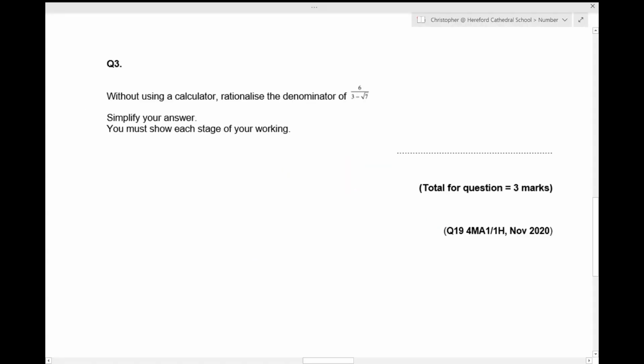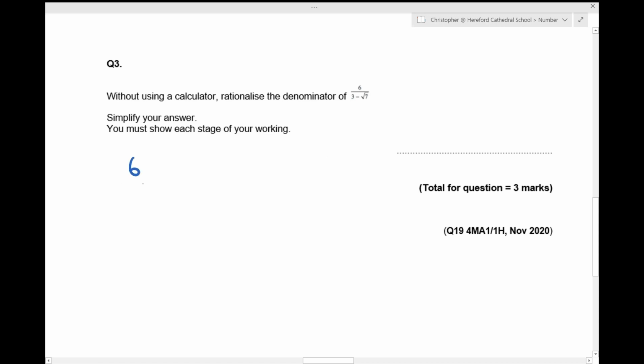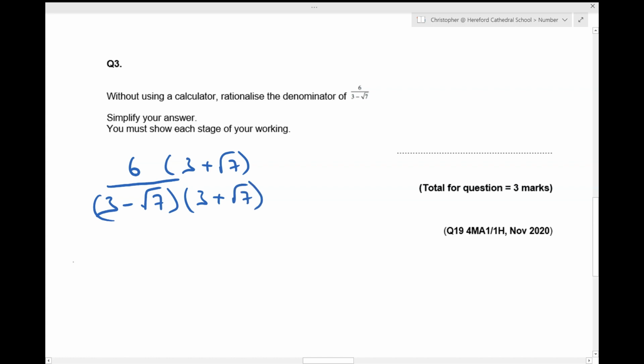Question 3. Without using a calculator, rationalise the denominator of 6 over 3 minus root 7. So what I'm going to do is multiply top and bottom by 3 plus root 7. Put that in the bracket there, 3 plus root 7. Now if I multiply out the top, I get 6 3s are 18, plus 6 times root 7.